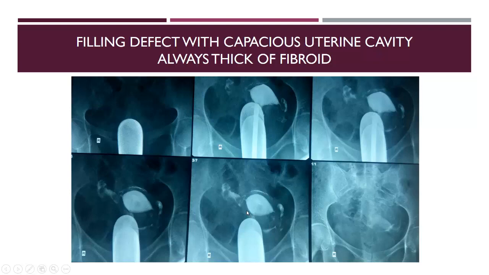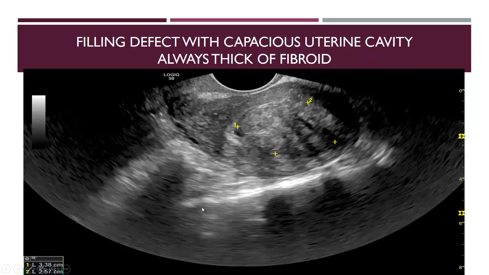If you find a capacious uterine cavity, as we saw in the case before, the fibroid usually distorts the cavity if it is subserous in location, making the uterine cavity apparently capacious, like that. This is a large fibroid inside. So, a filling defect within a capacious uterine cavity, always think of fibroid.